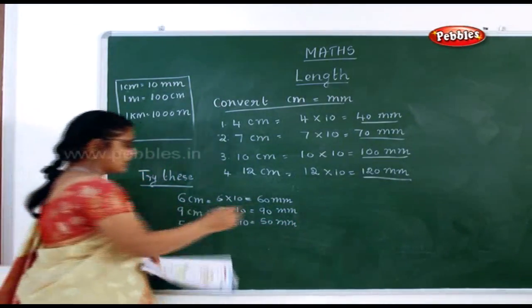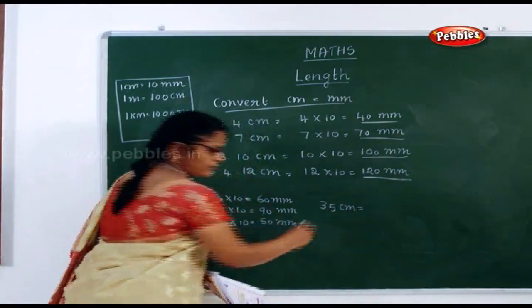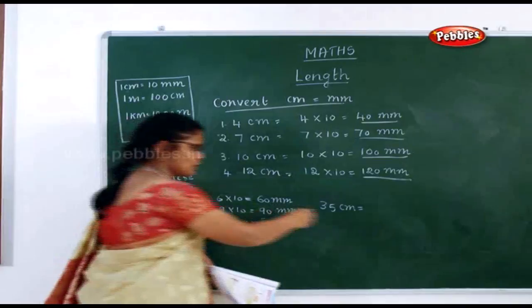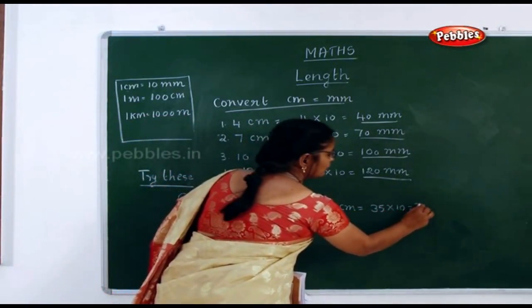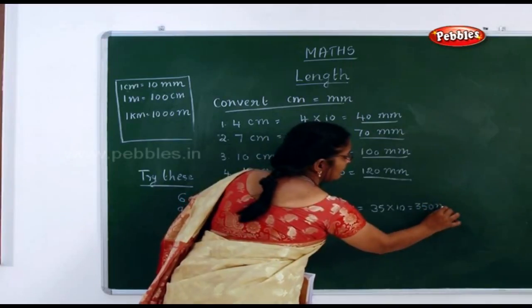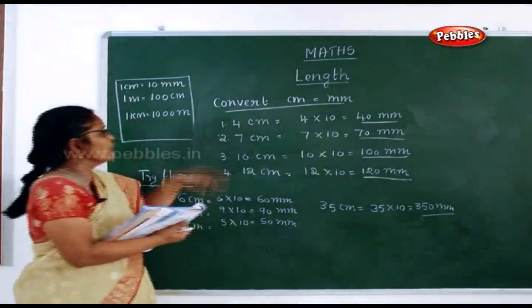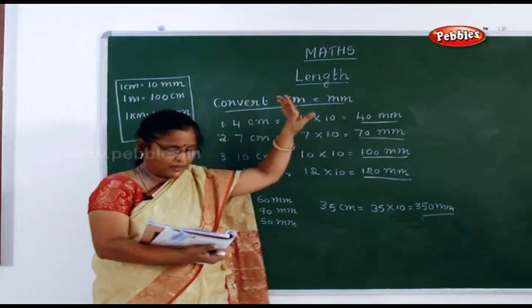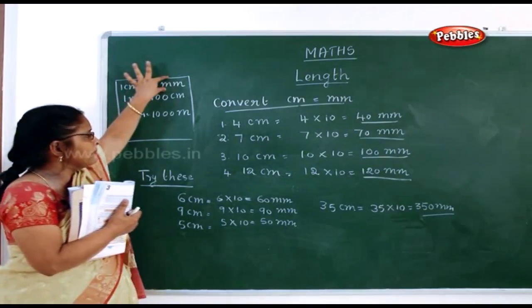Then one more thing, 35 centimeter. Can anyone tell me how will you do 35 centimeter? Yes, very good. 35 into 10 equal to 350 millimeter. So this is how you have to do your converting the centimeter into millimeter. I think you have understood this. That is 1 centimeter equal to 10 millimeter.